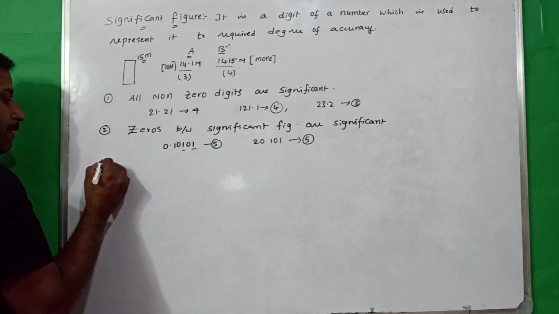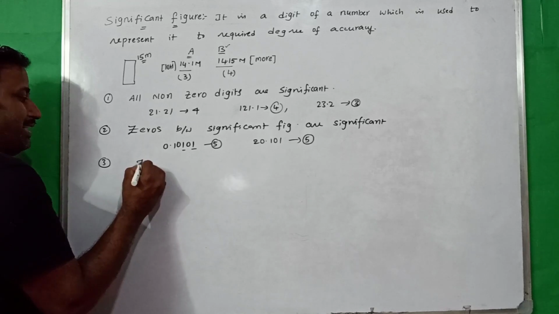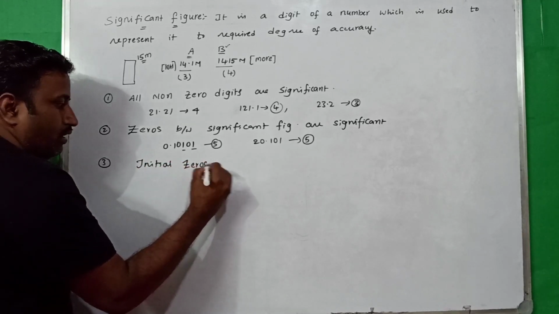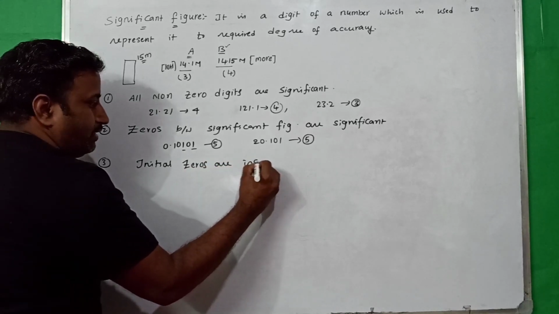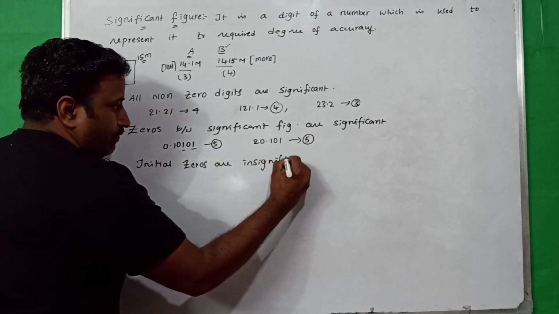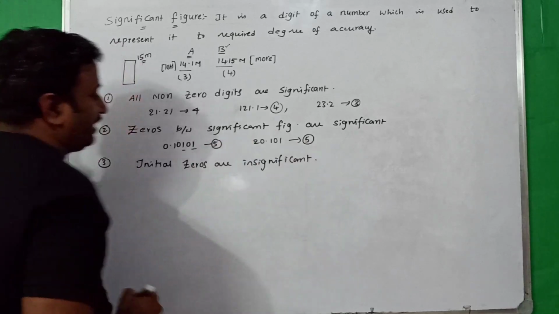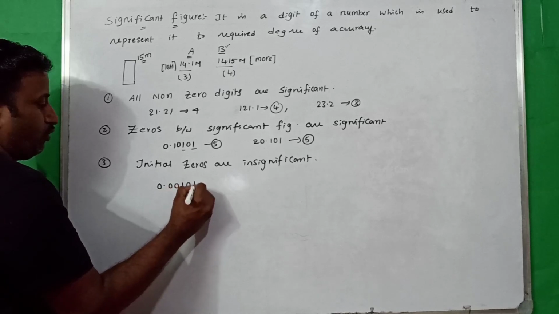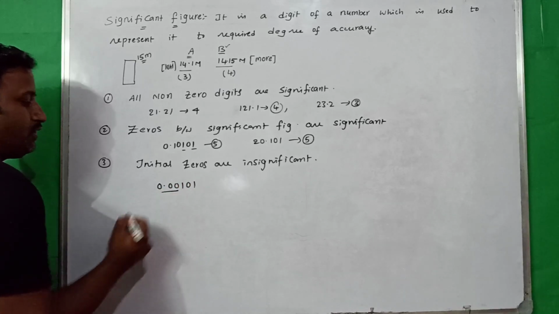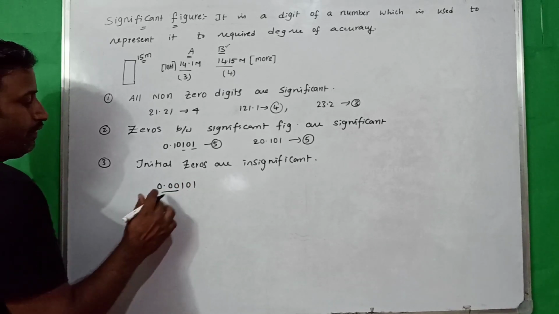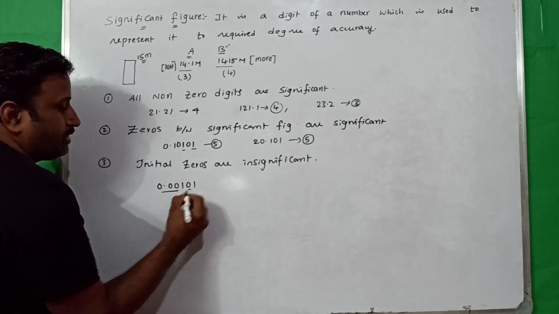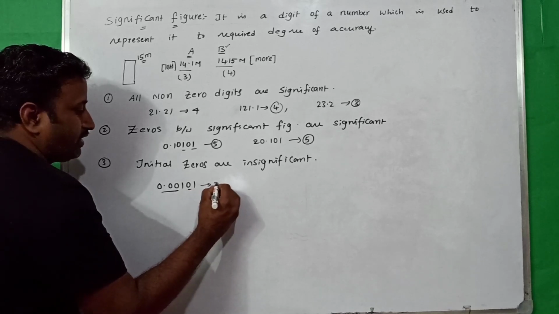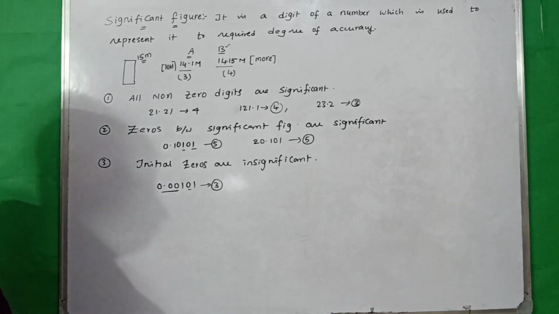Third rule: initial zeros are insignificant. That means in 0.00101, these 3 zeros are initial zeros, they are insignificant. This 0 is in between two significant figures, so it is significant. Then the total number of significant figures is 3.